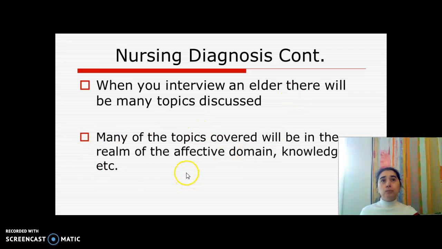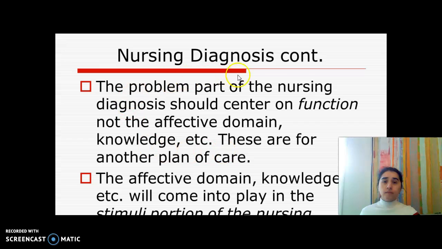Also, what is important to remember: avoid using the affective domain for level 1 assessment. Affective domain might come in level 2 assessment. So the problem part of the nursing diagnosis should center on function, or loss of function, from activities of daily living or IADLs. Not affect, keep this in mind. Affective domain, like knowledge, can come into play in the stimuli portion, the level 2 assessment that answers the question why.